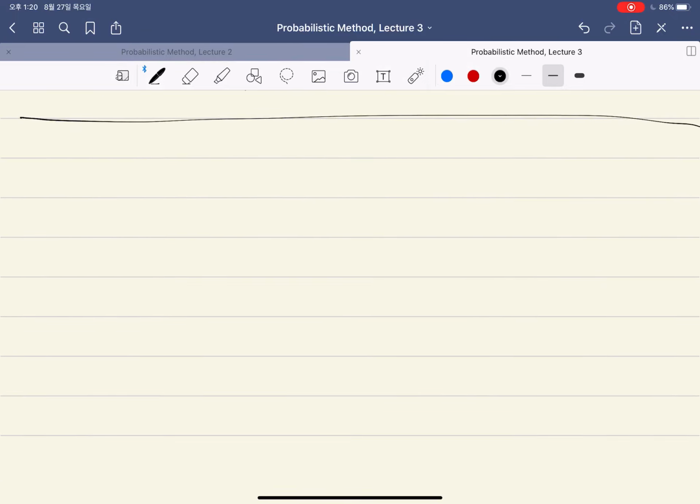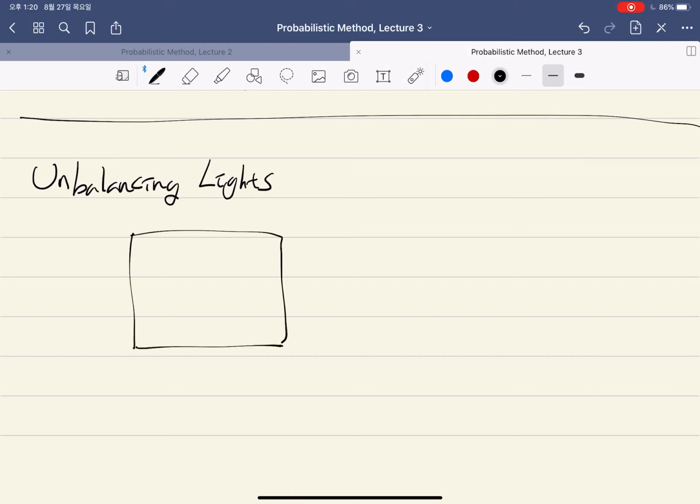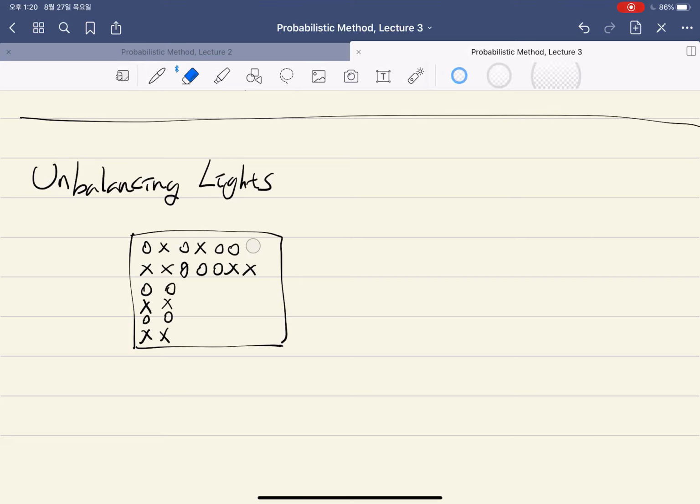So now let's consider another example. Assume we have an array of lights: on, off, on, off, on. So lights are either on or off. Let's make it a bit smaller.